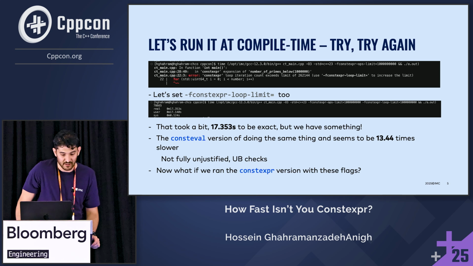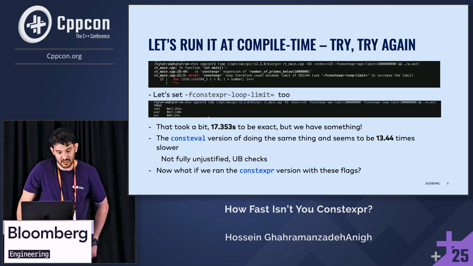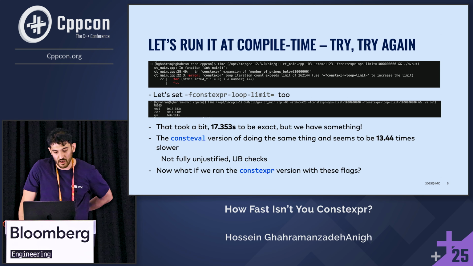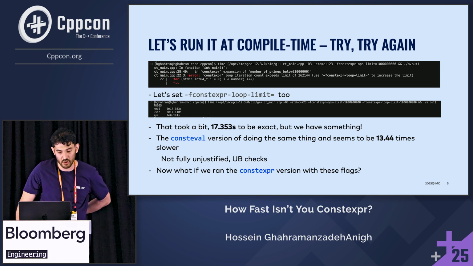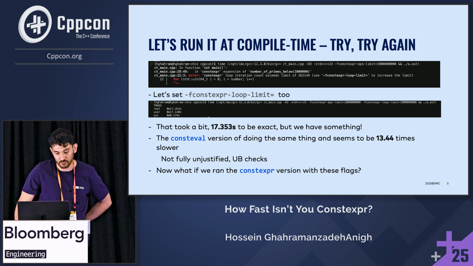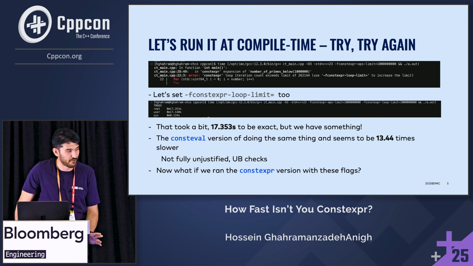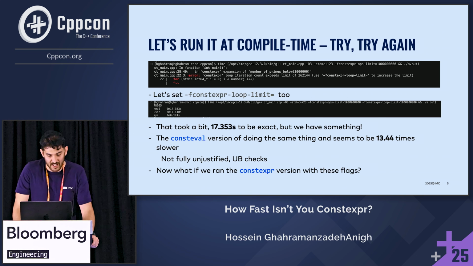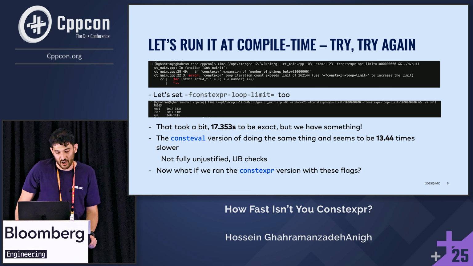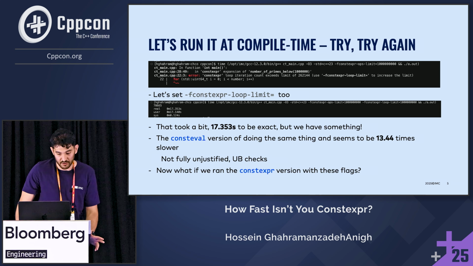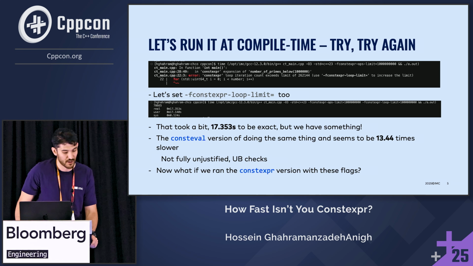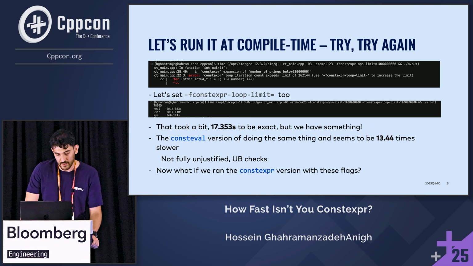Bumping that number, apparently there's another number that we need to bump, and that is the Constexpr bool limit. And doing that, now we compile and run this code for around 17.353 seconds. And that is only 13.44 times slower than our Constexpr version. And not all that time was spent on simple statements. Some of it was spent on UB checking our code.